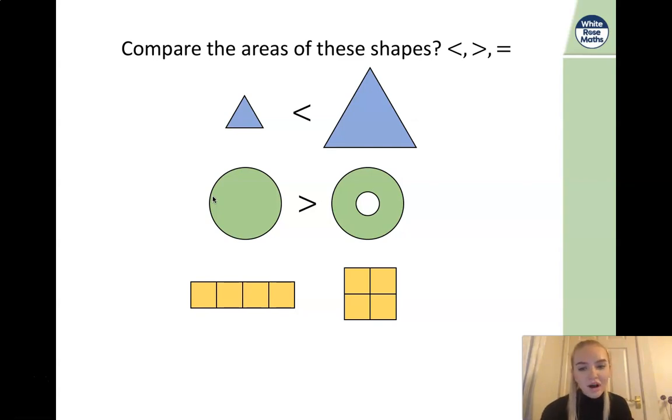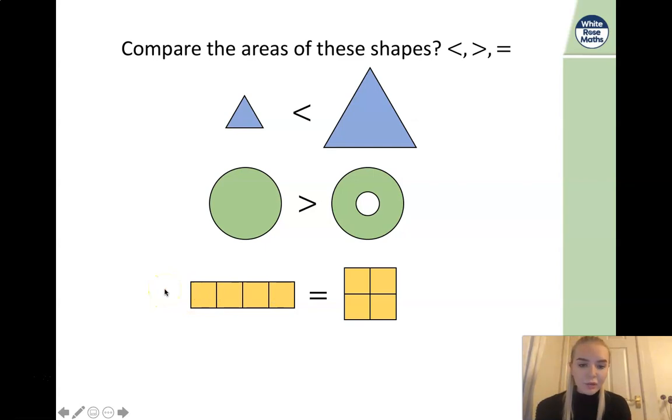Okay, so this one was using our square method. So we could find out the area by counting the squares. We know that this shape has used 1, 2, 3, 4 squares. It has an area of 4, whereas this shape, 1, 2, 3, 4, also 4 squares. So actually, although they look a bit different, they are equal. But if one of these squares was smaller than these 3 squares, would they still be equal? No, because the squares have to be the same size.